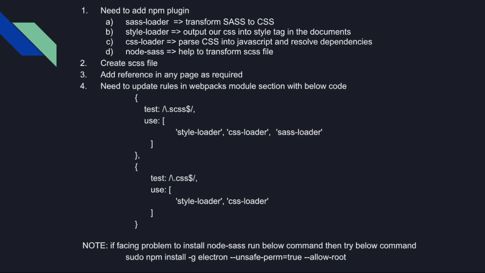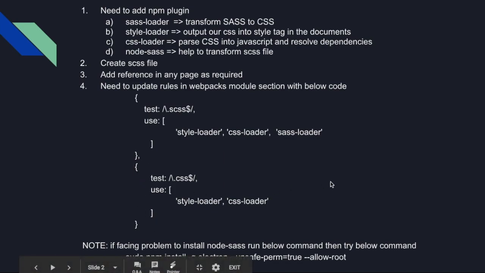The second step, we need to create a SCSS file, or if you are using a simple CSS file, then you can create a CSS file. The third step, we need to import that particular CSS file or SCSS file in a component wherever you need it. And the fourth step, we need to update some rules in webpack's module section with the below code, because if I'm using SCSS, I just need to add this particular rule. If you are using straightforward CSS, then you can use the style loader.